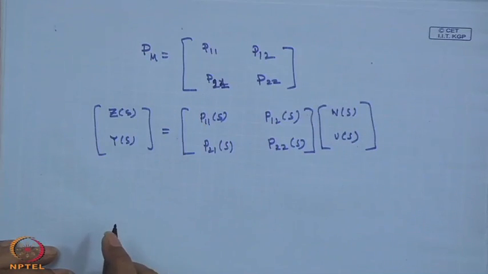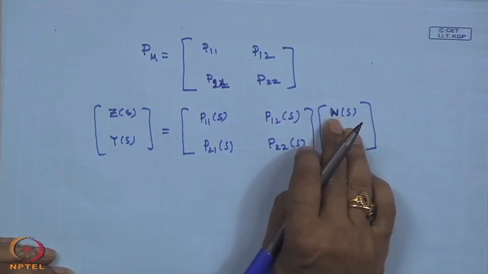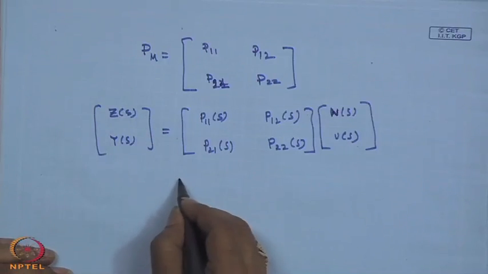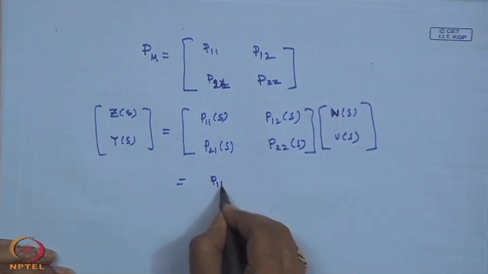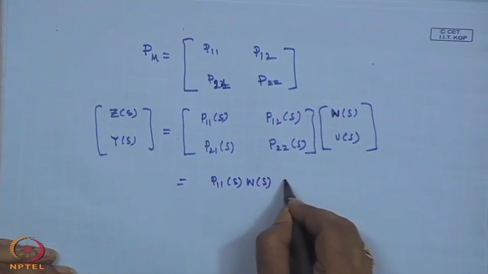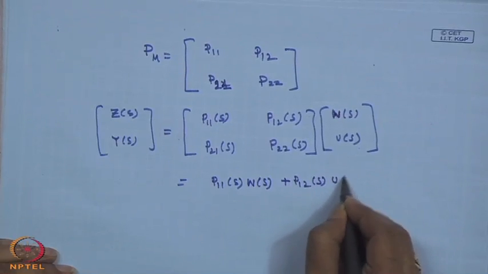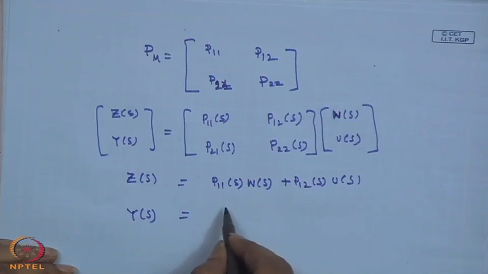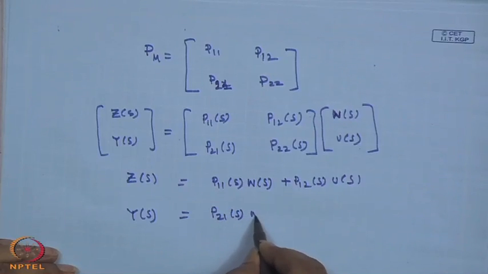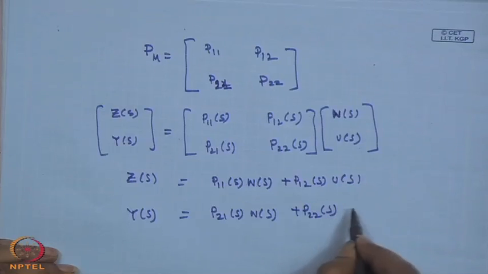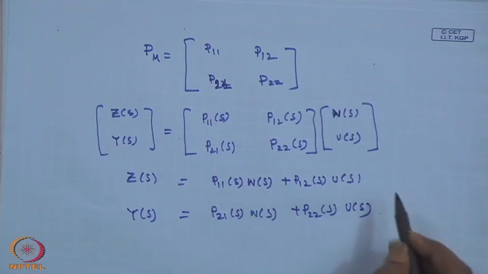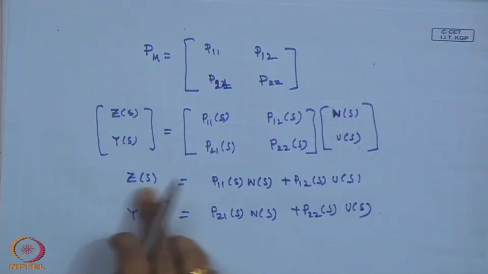How, what is P11 of S? Experimentally, I can find out P11 S. I do not excite with an input. Agree? I give it the acceleration with this one. Then what will be the Z? Z1, if you see, this has two parts. P11 S into W of S plus P12 S U of S is Z of S, and Y of S is equal to, what is this? P21 of S W of S plus P22 S U of S. So, how do you find out P11 S? You excite with only U of S, assume U of 0 is 0, then you will get P11 of S.